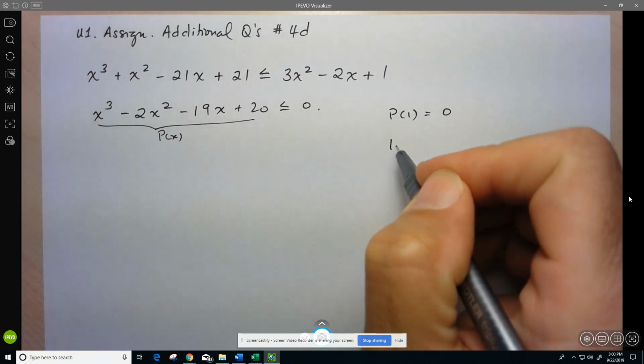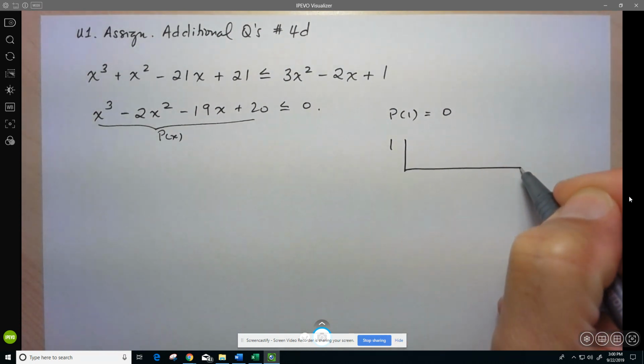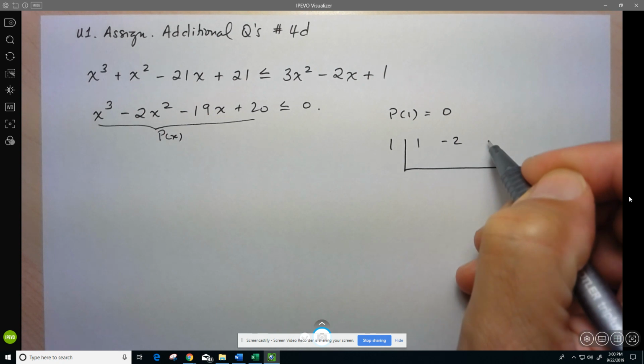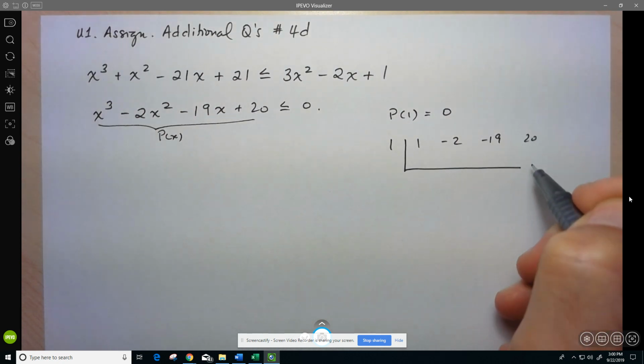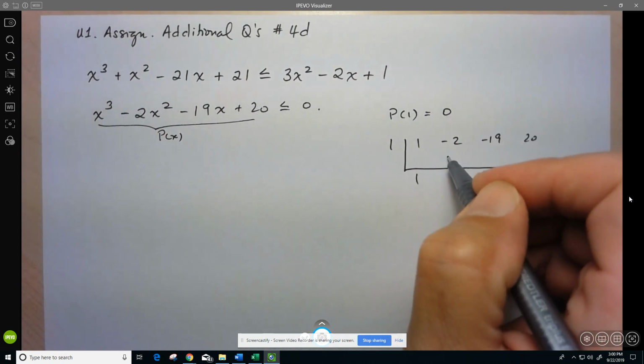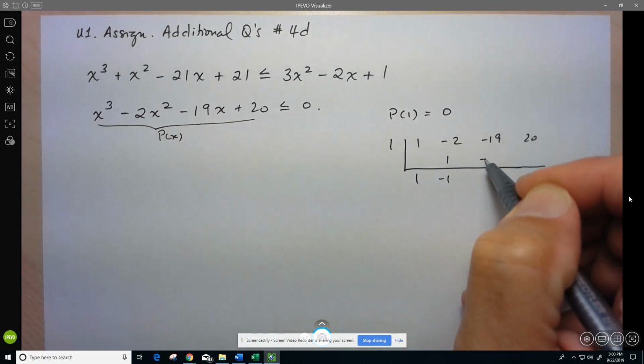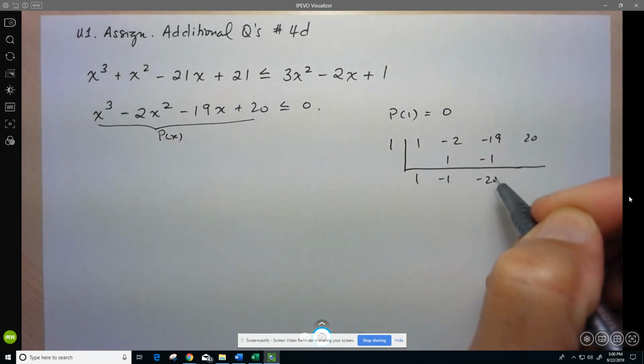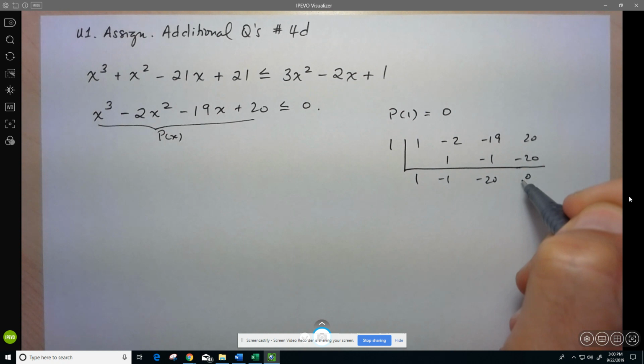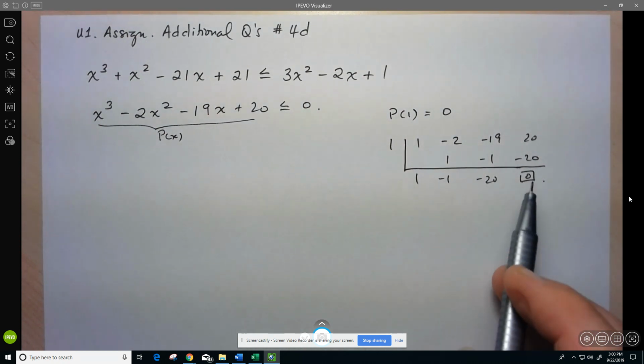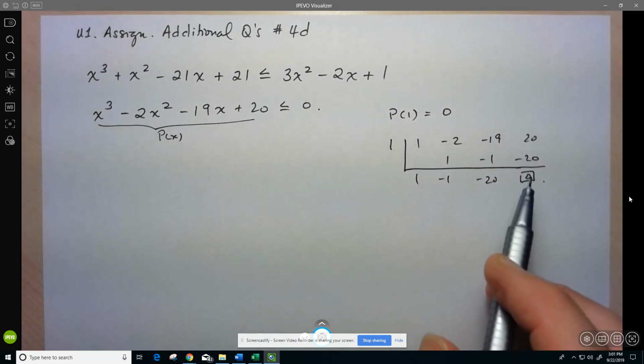So here, that's 1, and our coefficients are 1, negative 2, negative 19, and 20. So 1, 1, this is going to be negative 1. This is going to be negative 20, and then lastly, negative 20, which adds up to 0. So we likely didn't make a mistake if we ended up with a 0 remainder.